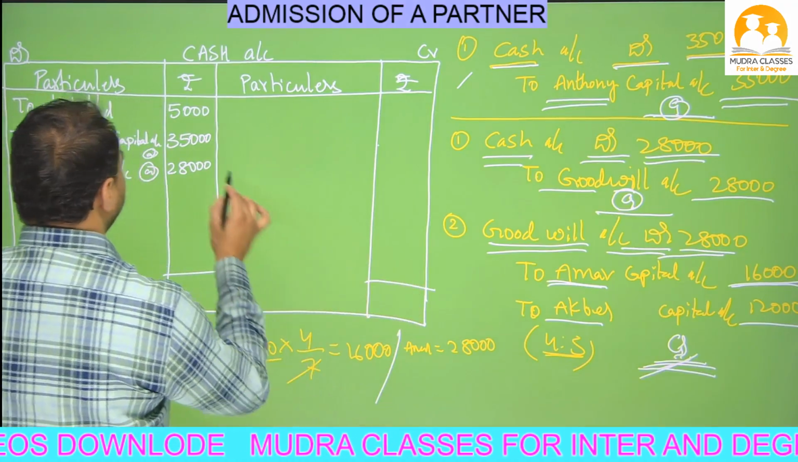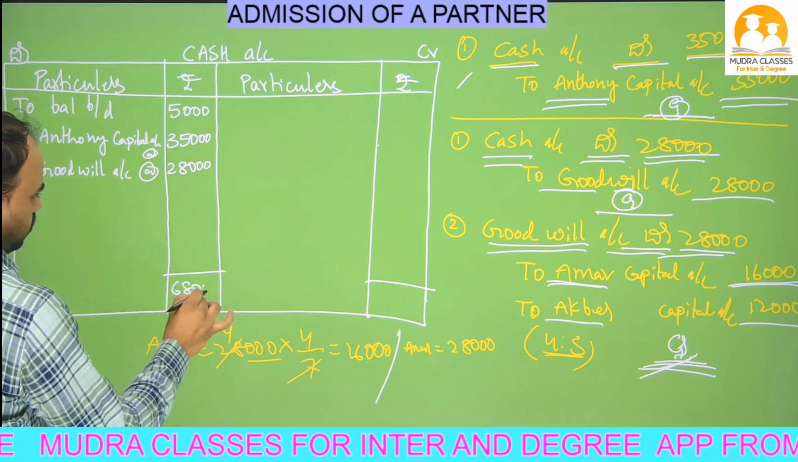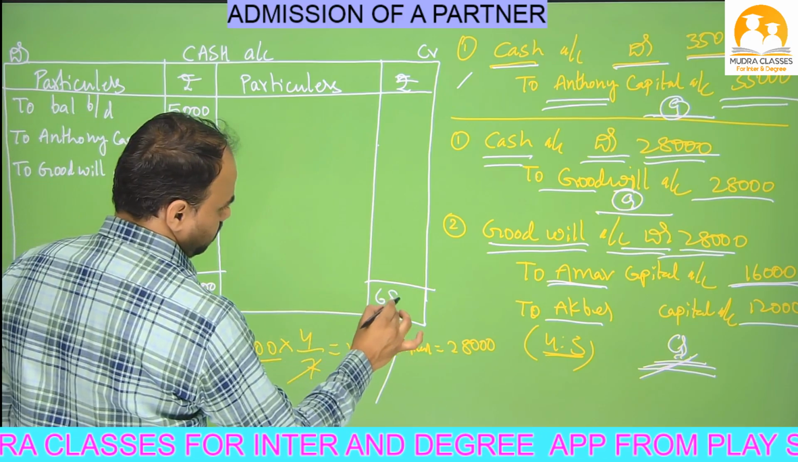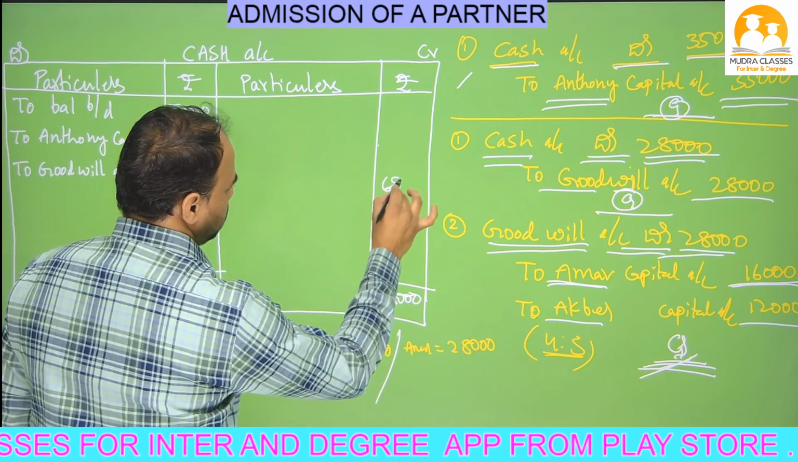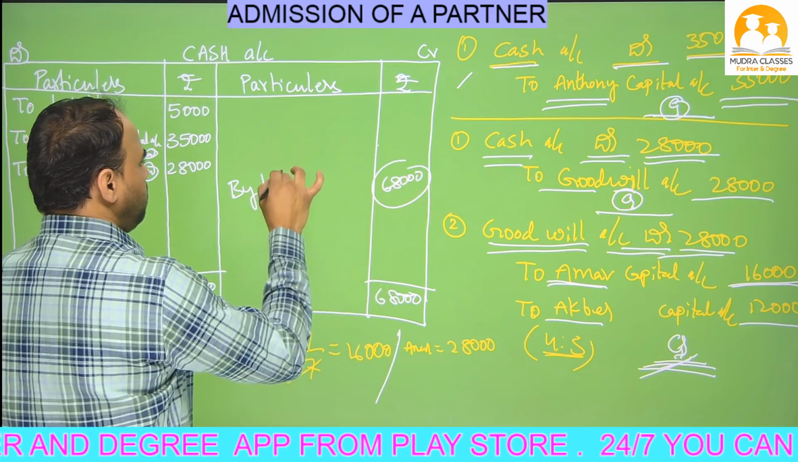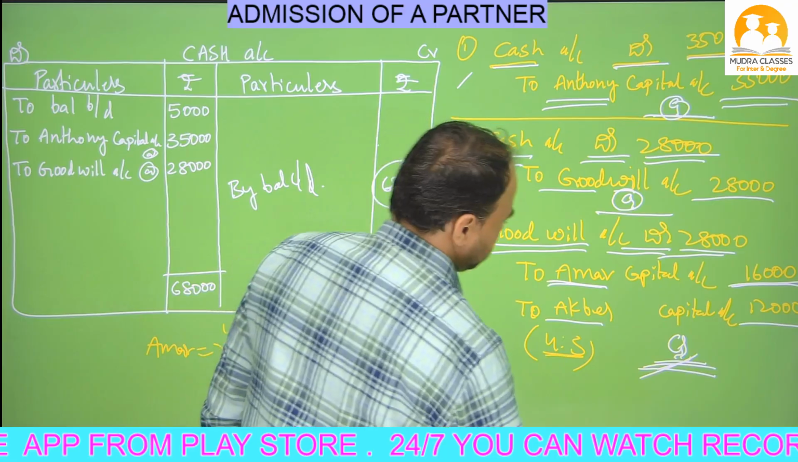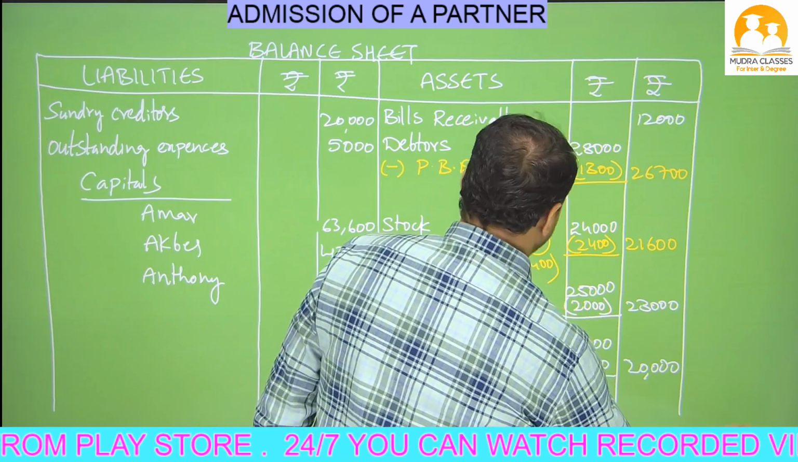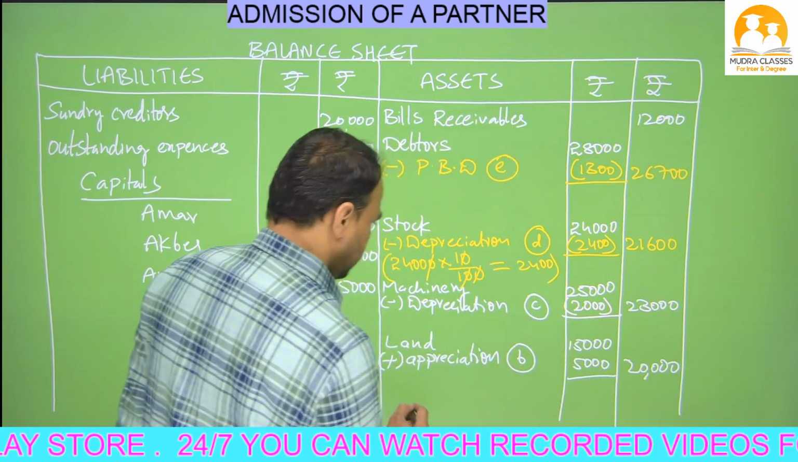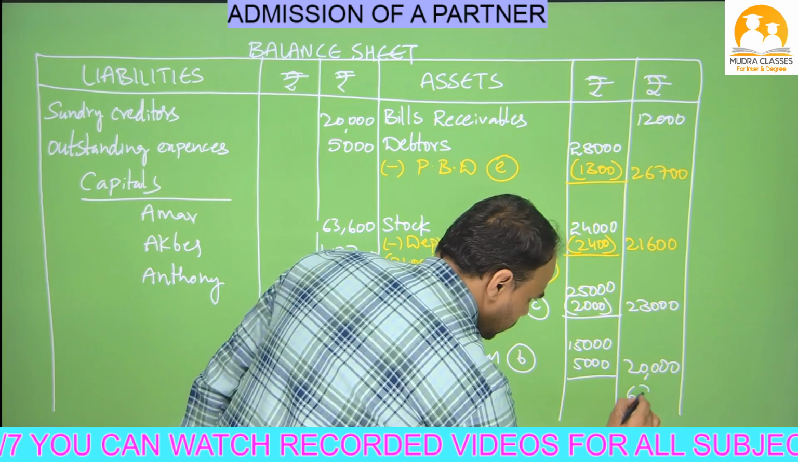Cash account total: 35 plus 40, 68,000 rupees. This is called closing balance. So by balance carried down, this closing balance we will write on the balance sheet asset side as a cash balance of 68,000.